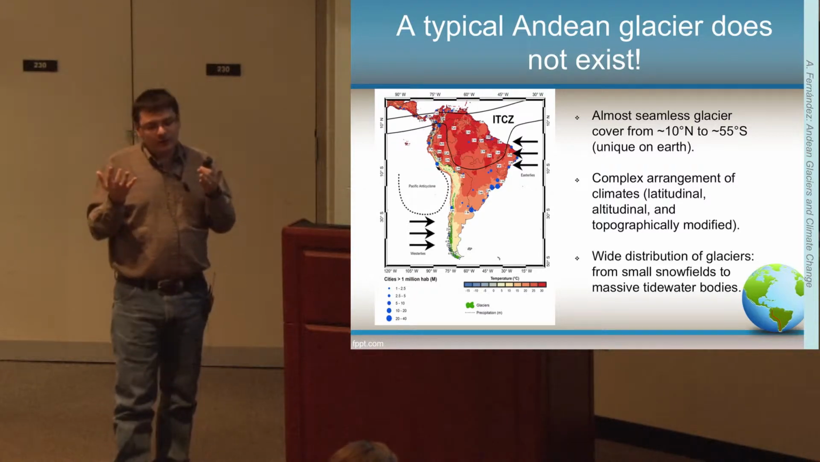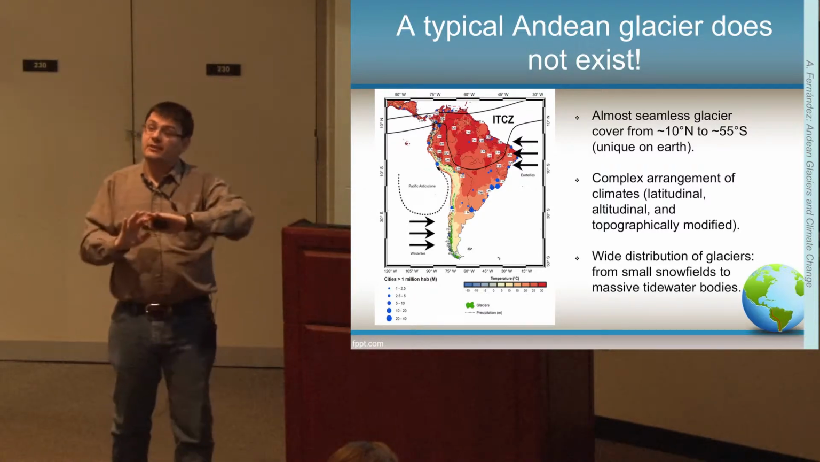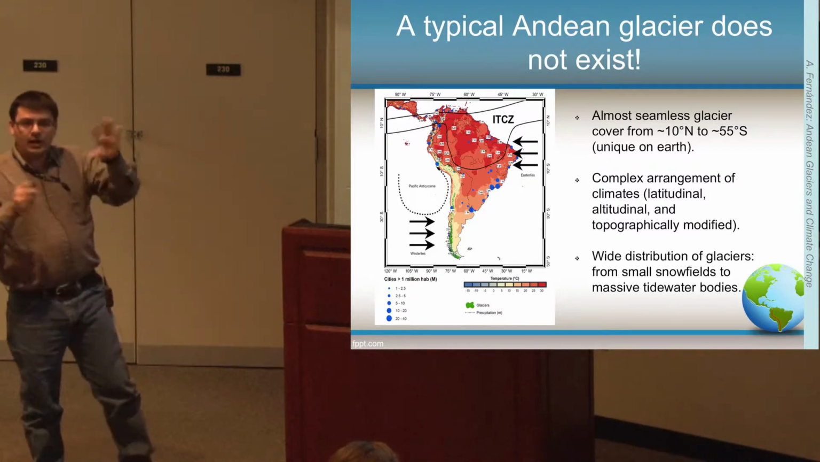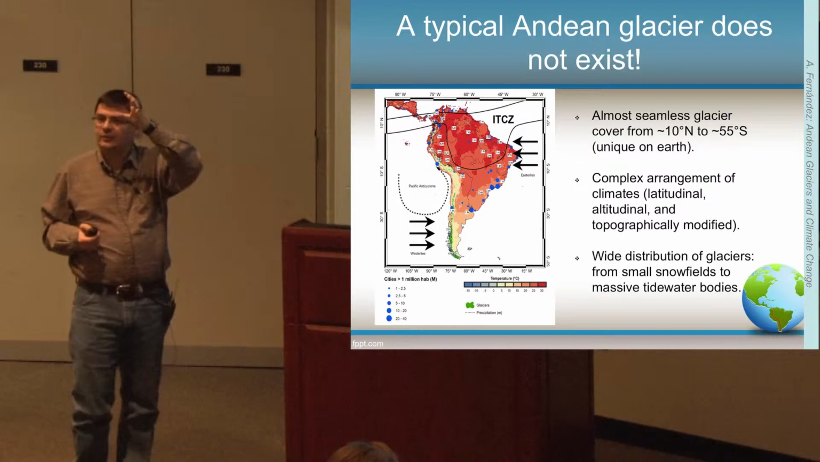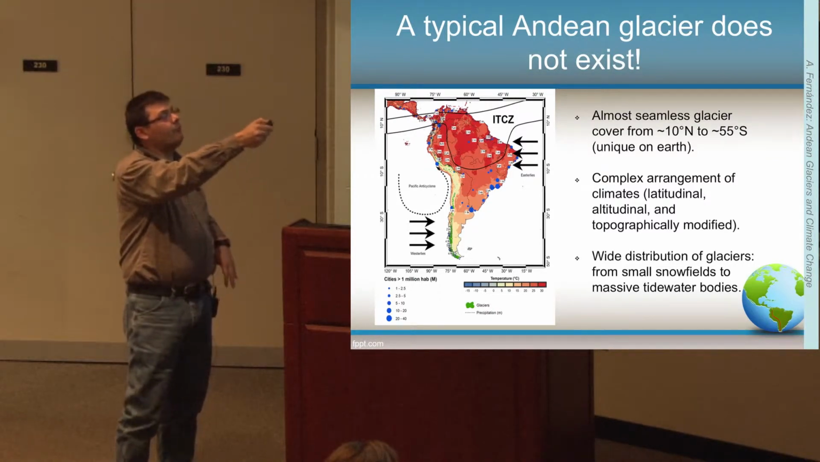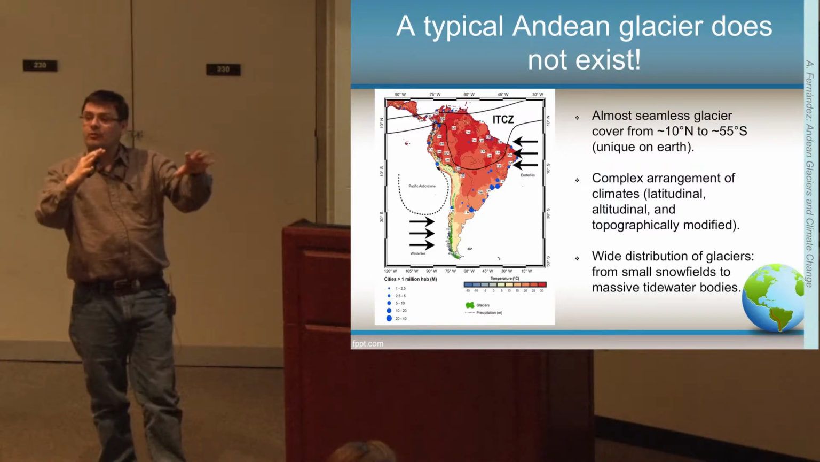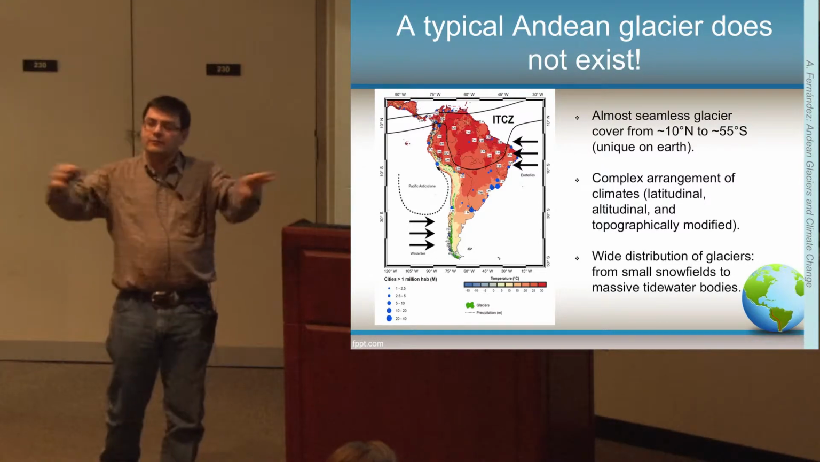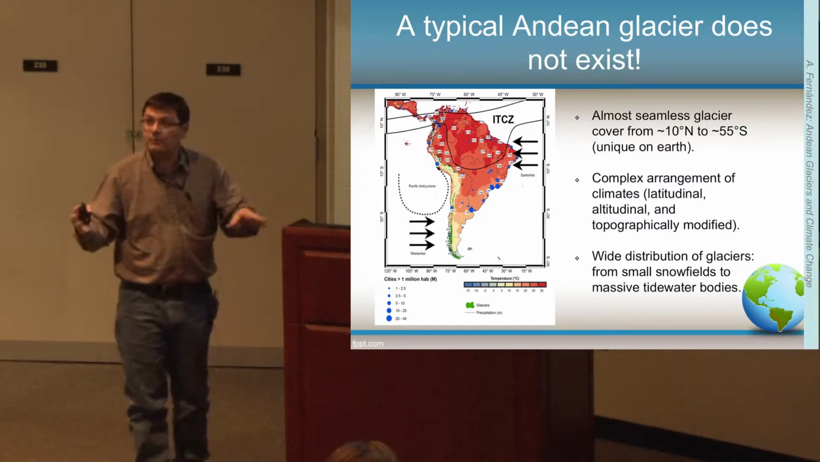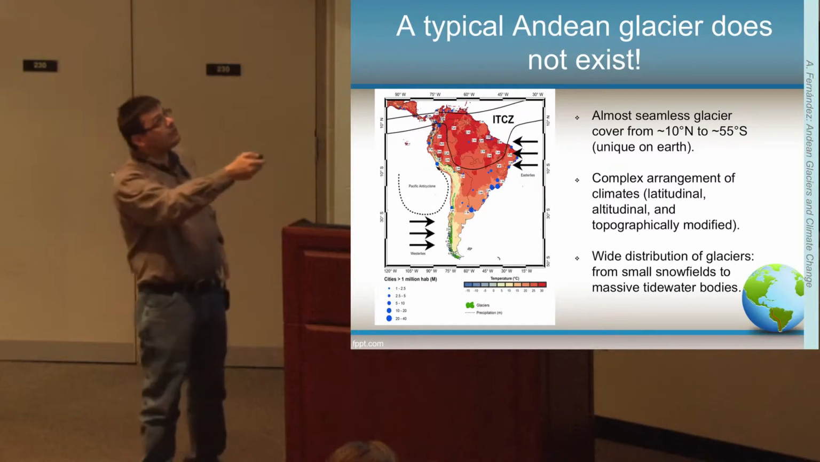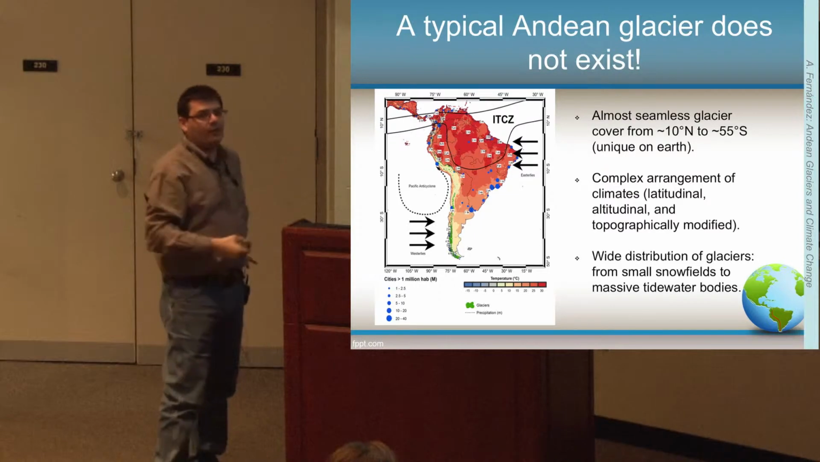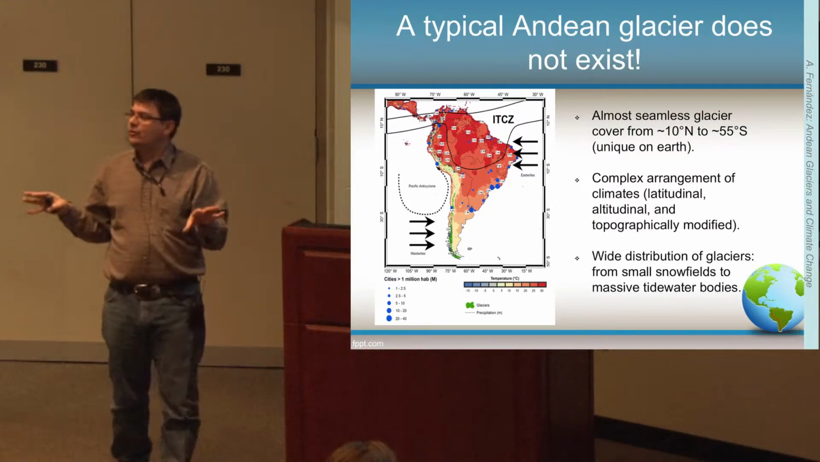Why? Because all of these glaciers are located in different climates. From the very hot grounds, actually the Colombians, I think, call it the Tierra Caliente, close to the Caribbean Sea, where we have high temperatures all year and a lot of precipitation, down south to Patagonia, where we have a lot of precipitation again, but a colder climate. And we have glaciers almost all the way from 10 degrees north to 55 degrees south. That's a very unique feature of the Andes.